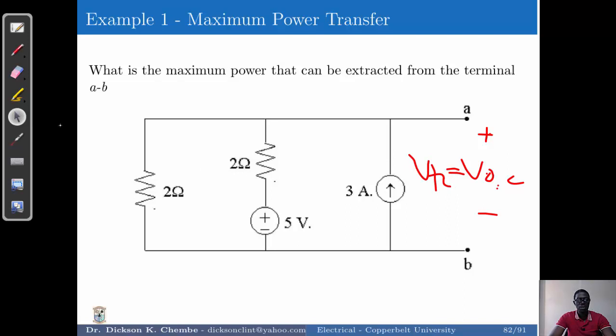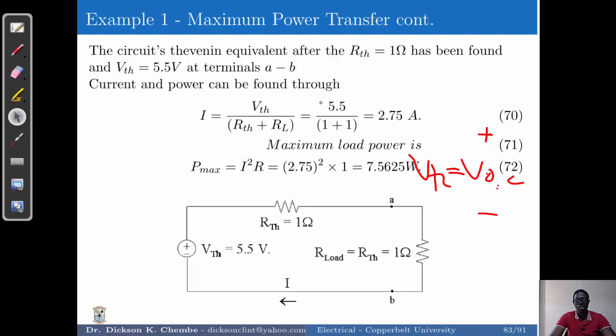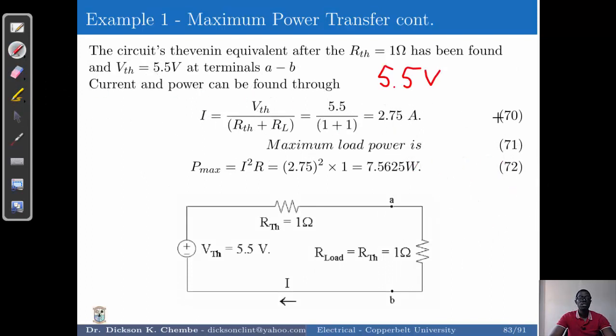And what I come up with is my Thevenin's voltage is 5.5 volts. And you can verify that. So from the VThevenin and then the total resistance, if you calculate in the circuit, you will realize that the total resistance is basically 1.